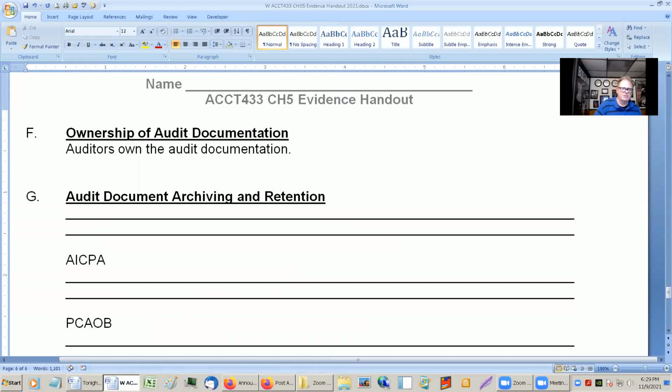This is auditors only documentation. However, the client's information is confidential.